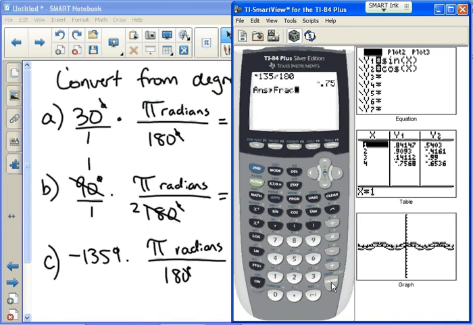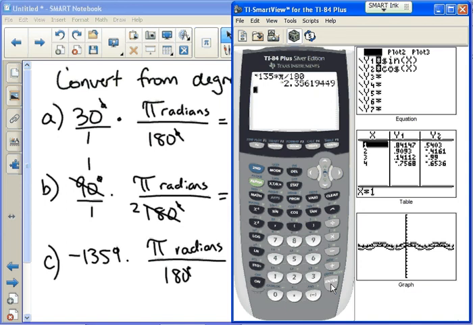Sometimes they may just ask you to do it in the calculator and give it to 2 decimal places. So for this one we just did, it would have been negative 135 times pi divided by 180. Okay, please don't use 3.14 for pi. Use the real number pi. So we get negative 2.36 if we rounded to 2 decimal places. So they may ask you sometimes to do it in your calculator, and that is how that would be done.